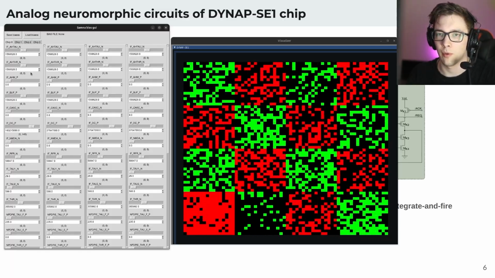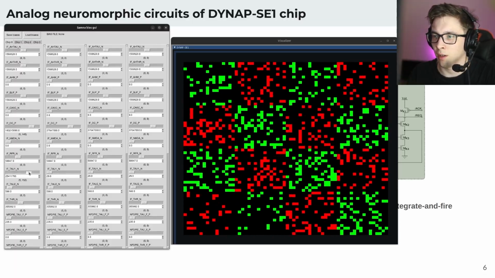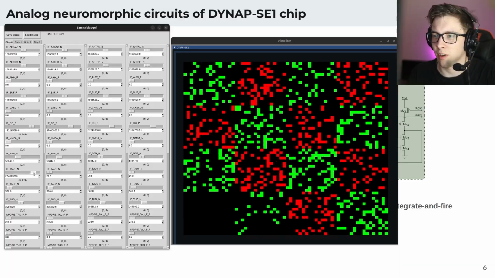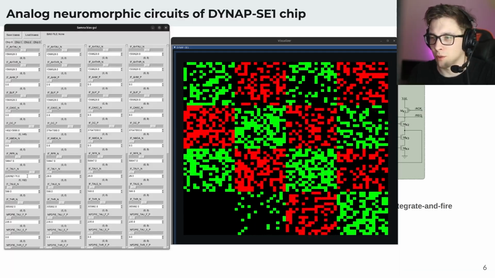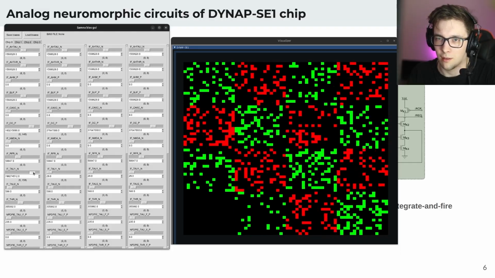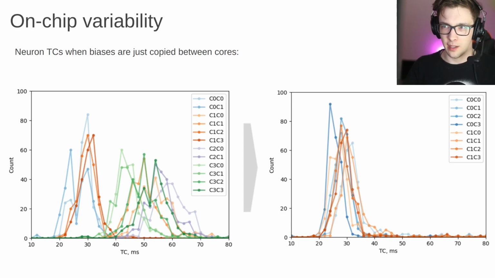Or for example, if I now increase the leakage to a very high value, none of the neurons would fire, and this is how you can silence them. It means that the leakage is so fast that none of the neurons are actually reaching their firing thresholds. This once again demonstrates the extent of variability between the cores.